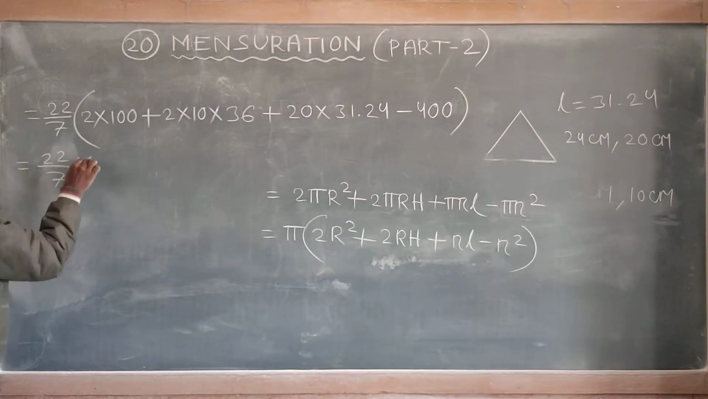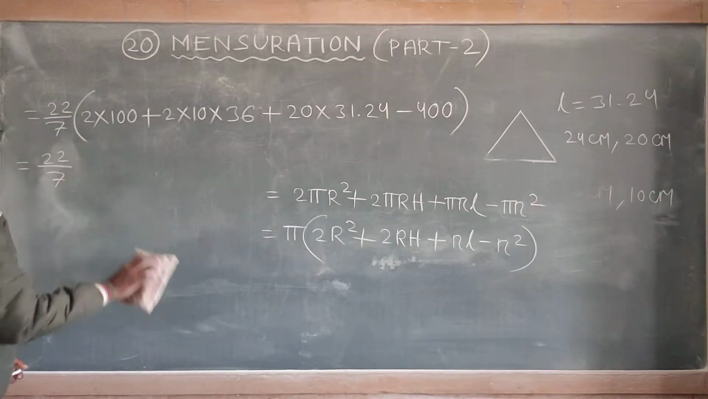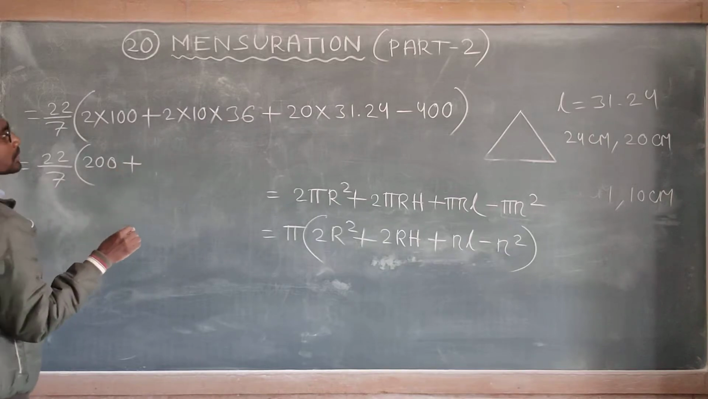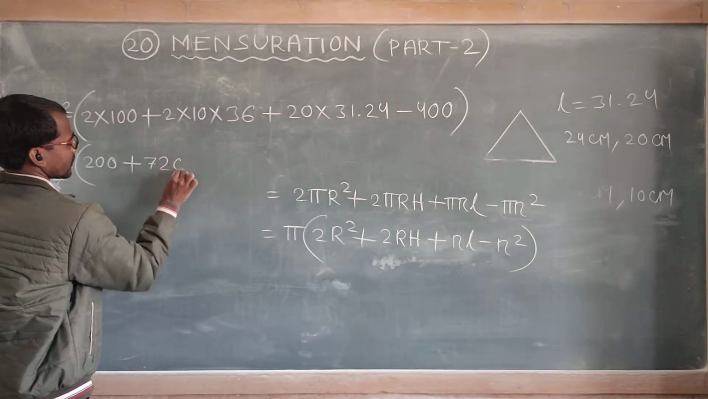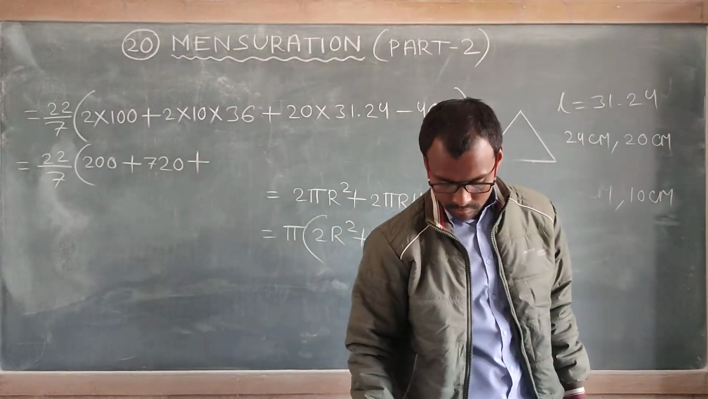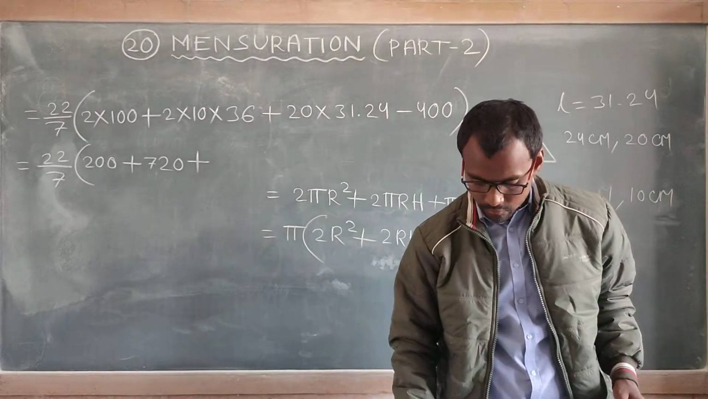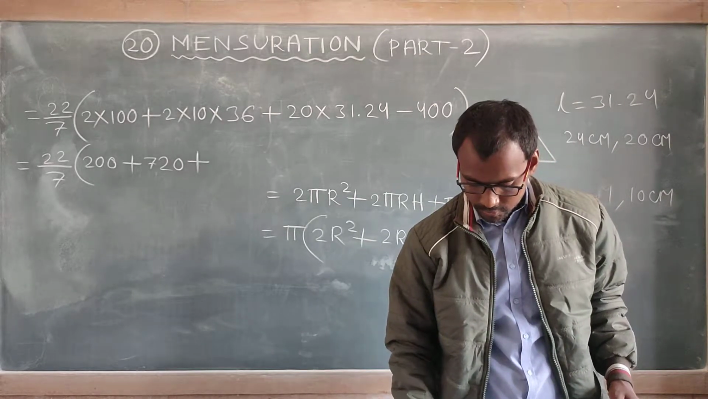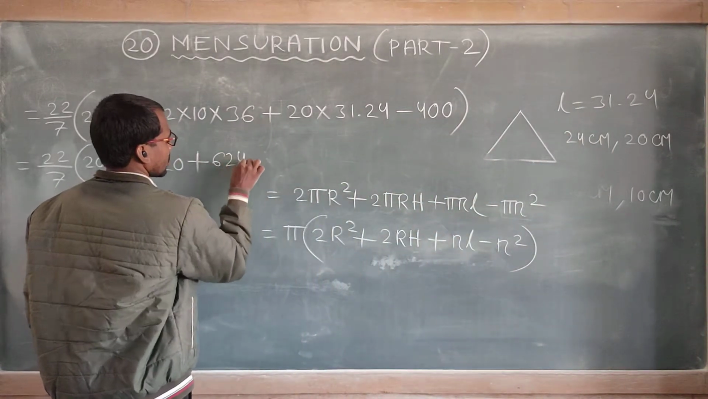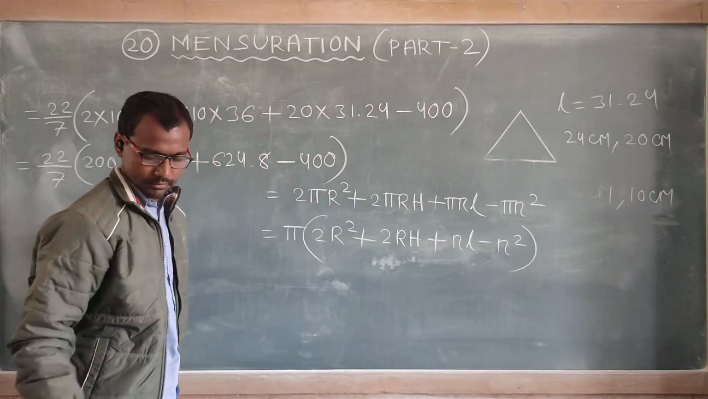Which is equal to 22 by 7 into, so let us calculate this. This is 200, so this is 720. Then 20 into 31.24, which is 624.8, minus 400.